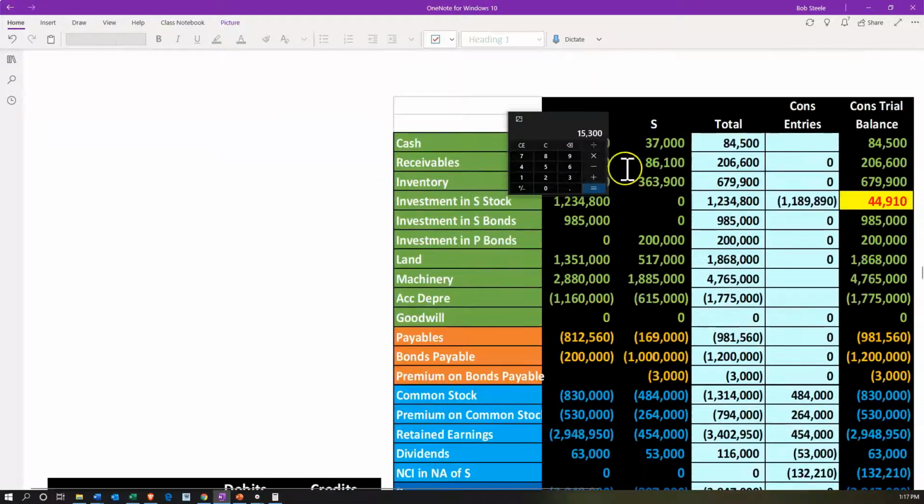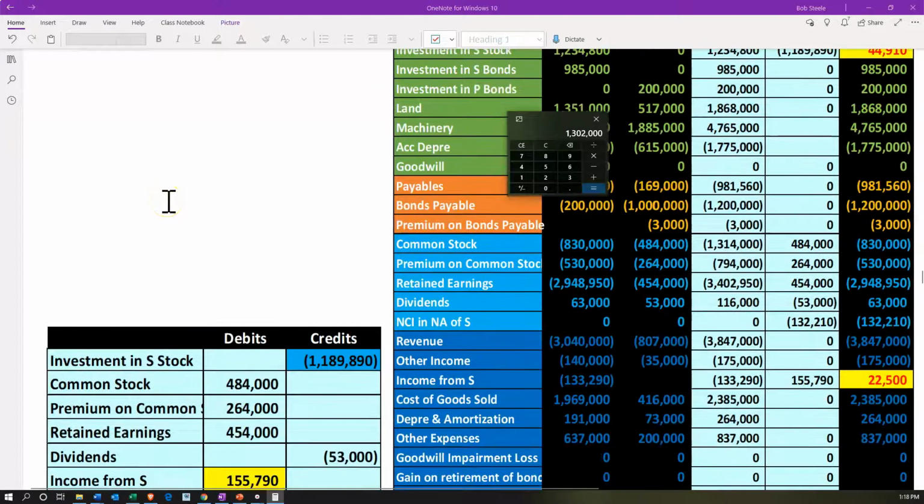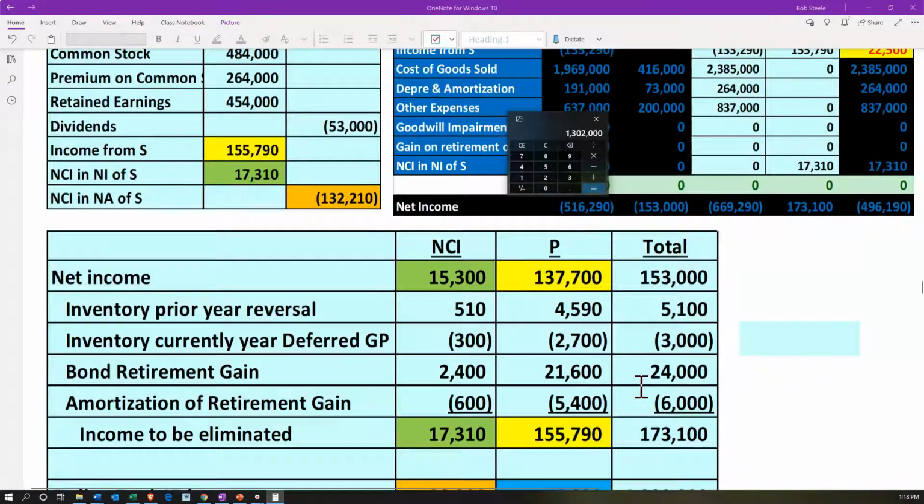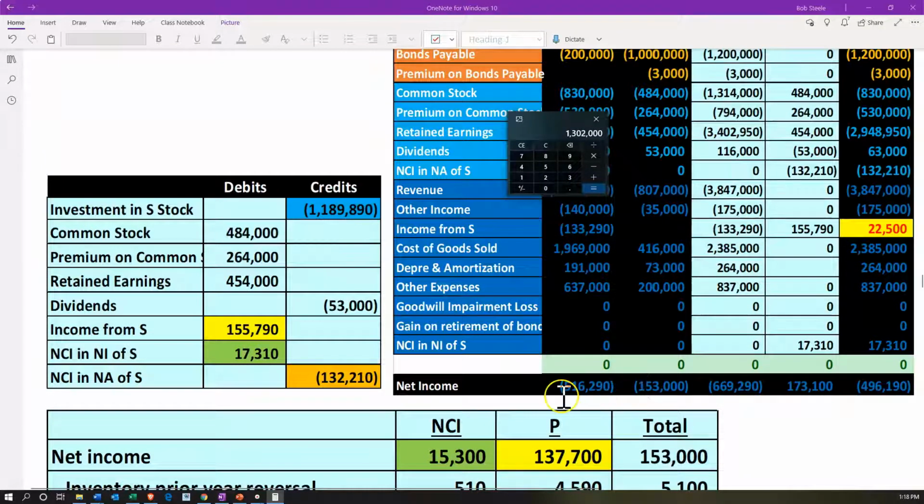be assets minus liabilities, or the equity section, calculated as 37,000 plus 86,100 plus 363,900 plus 200,000 plus 517,000 plus 188,500 minus 615,000 minus 169,000 minus 100,000 minus 3,000. So normally we'd take that 1,302,000, which we can also find on our table down here, 1,302,000, and we would multiply it times the non-controlling percent, or 10%. We can also get to that 1,302,000 by adding up the equity section for S.